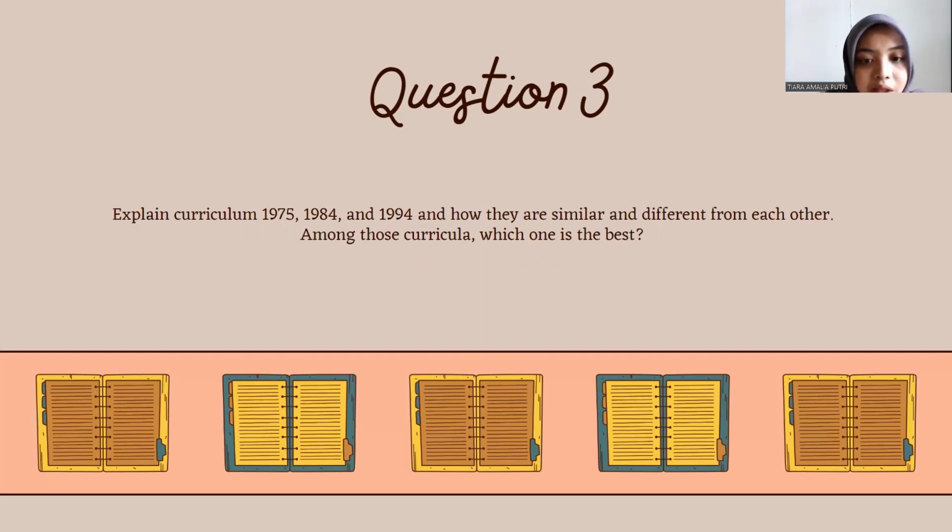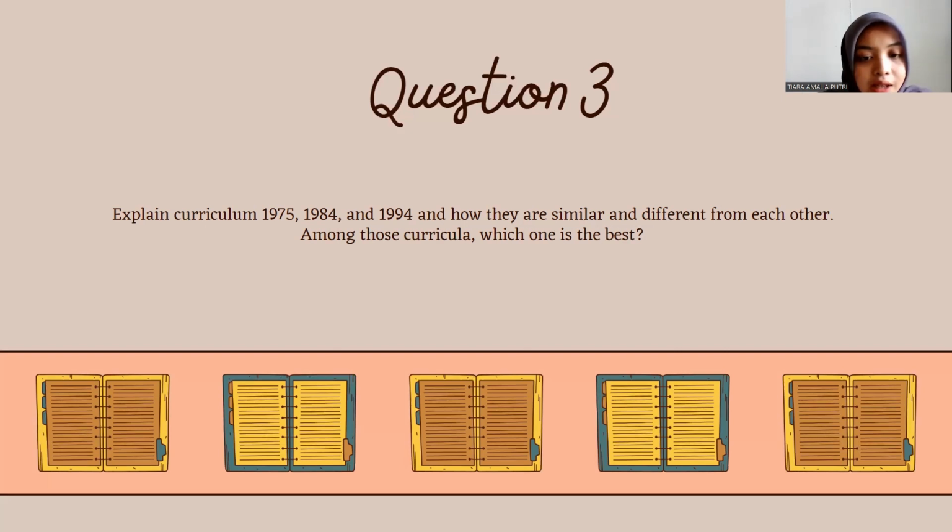experience across the country. In contrast, the 1984 curriculum introduced modification by placing increased emphasis on vocational and technical education alongside traditional academic subjects. The 1994 curriculum marked a notable shift towards decentralization, allowing more autonomy for schools and local authorities. And then the similarities and differences. First is centralization versus decentralization. The 1975 curriculum was highly centralized, with a uniform approach to education. In contrast, the 1994 curriculum introduced decentralization, allowing more flexibility at the local level.